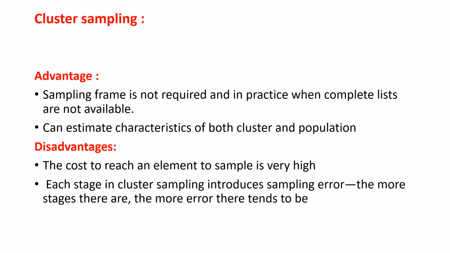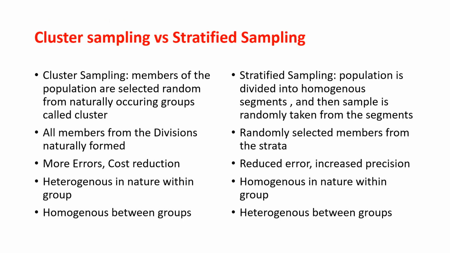So what is the advantage? The sampling frame is not required, and in practice, when complete lists are not available, we can estimate the characteristics of both cluster and population. Disadvantage, the cost to reach an element to sample is very high, and each stage in cluster sampling introduces a sampling error. The more the stages, the more the error.